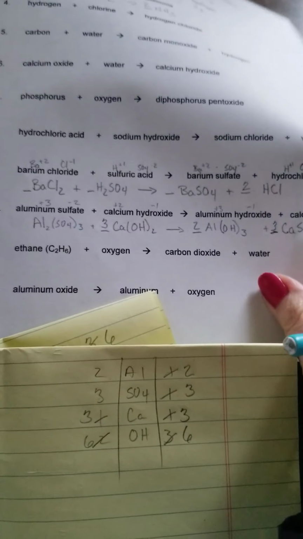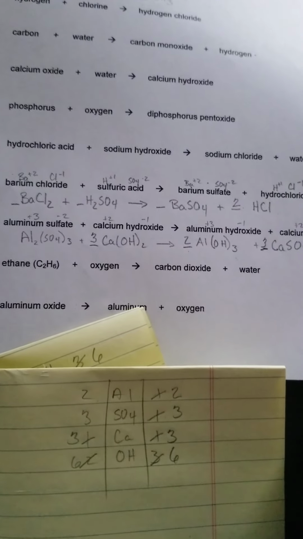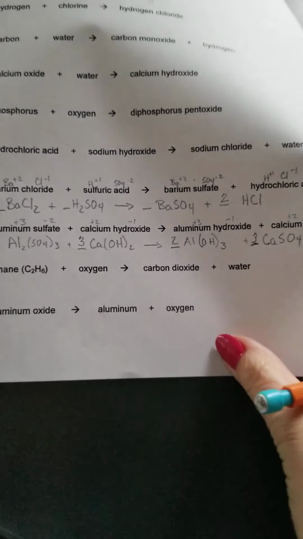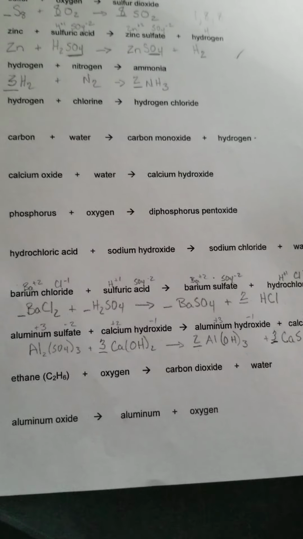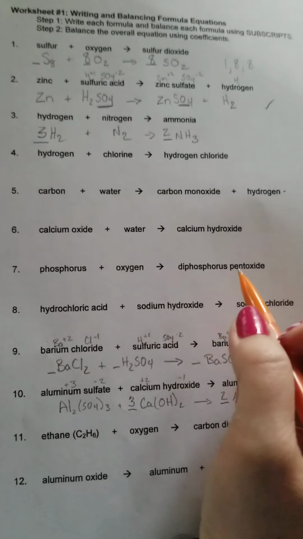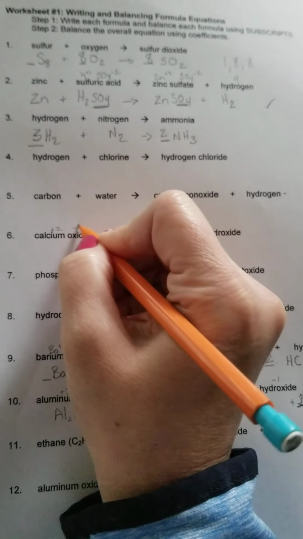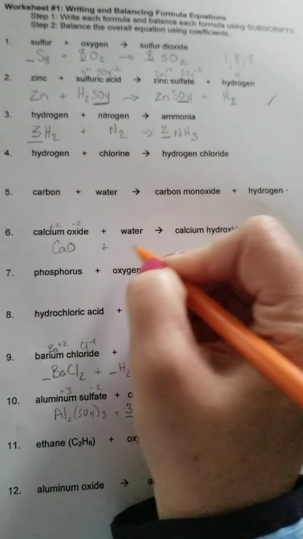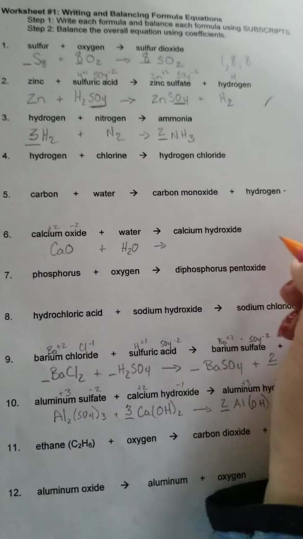Okay. And then I wanted to go ahead and show you, if I can find it. Here we go. I wanted to show you how there could be a polyatomic on one side but not on the other. So I have calcium oxide. Calcium is plus 2. Oxide is minus 2. So CaO plus water, obviously H2O, is going to make calcium hydroxide.